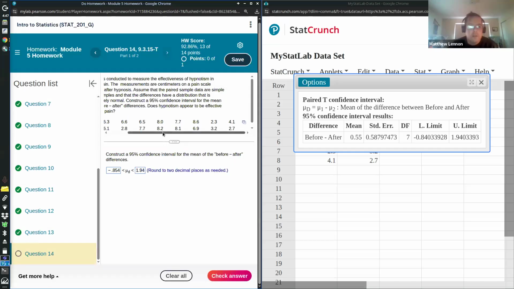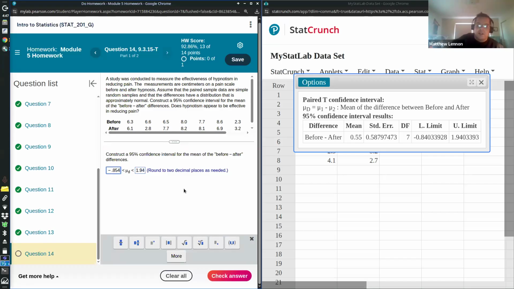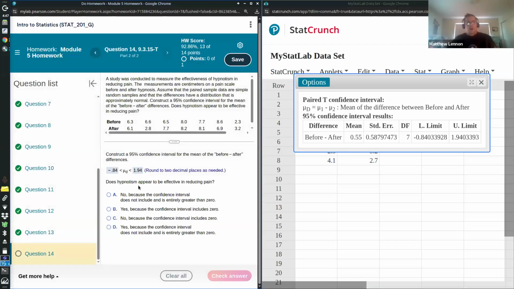Okay, so maybe we do. Let's see. Oh, I did 3. Again, usually it's just a decimal error. I typed 3 places. I didn't hit my delete key. Okay, so I got it right. Does it appear to be effective? Okay, well, it should work. Check what you typed for your lower limit and upper limit.